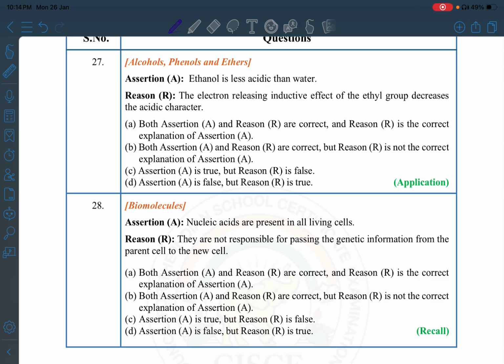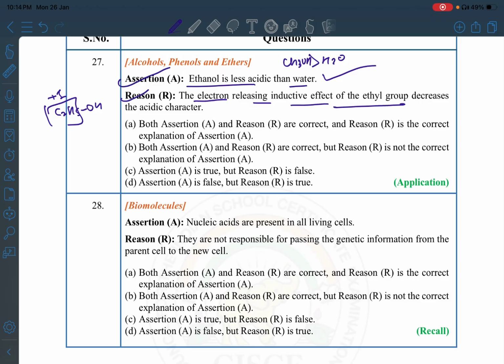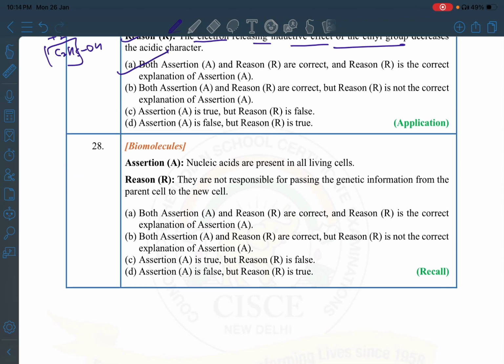Question number 27: ethanol is less acidic than water. That is correct. All the alcohols are less acidic than water except methanol. So that is correct. The electron releasing inductive effect: C2H5OH has a plus I group here, which decreases the acidic character. So it is also correct. So A is true, R is true, and R is the correct explanation of A. So for 27, it will be A.